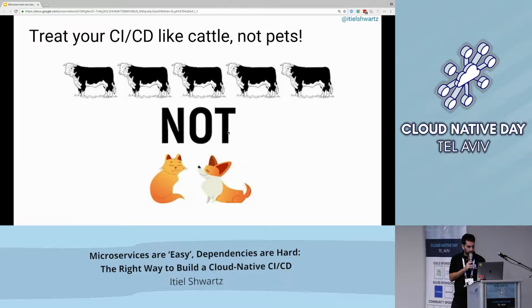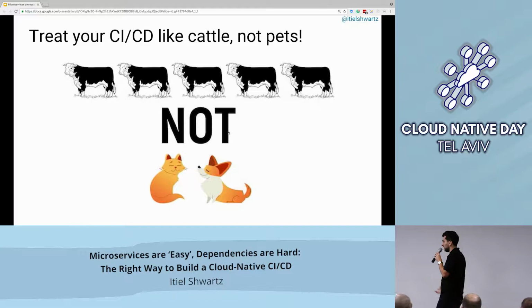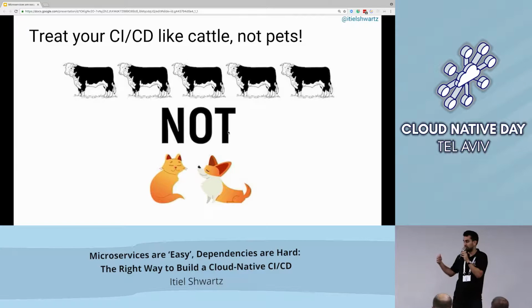So the last thing I want to talk about, because we're running out of time, is how you should treat your CI/CD. The new Kubernetes approach is treat your servers like cattle, not beloved pets. So if one cow dies, then I just bring another cow to replace it. This is like the new hype.